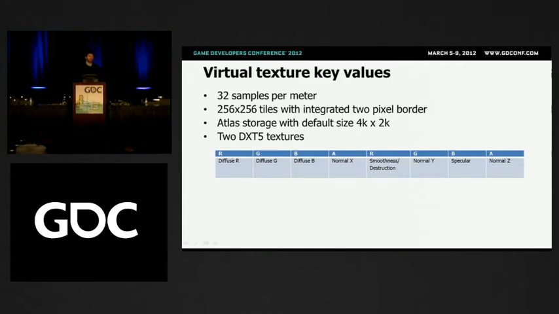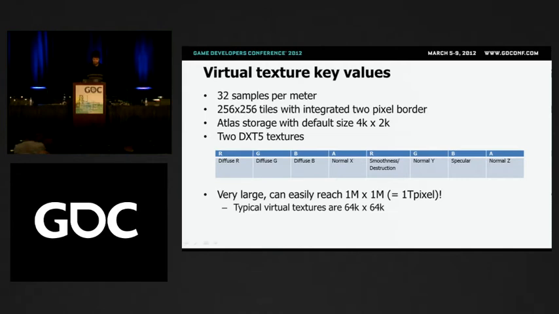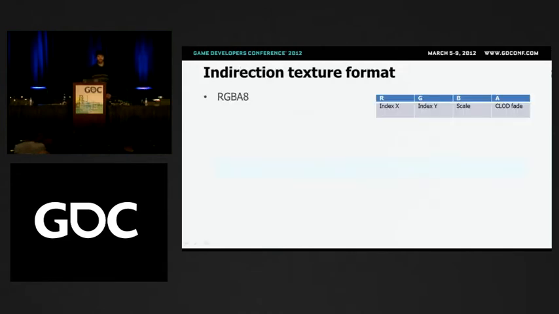We have to put 4 channels in them. It's basically like a small G buffer. And therefore, we have to have 2 textures. And the textures are DXT5 compressed. Finally, perhaps the figure that's a bit surprising, and that's the resolution of the virtual texture. It can become very large, like 1 million times 1 million pixels, which is 1 terapixel. Well, that's pretty large for a virtual texture.